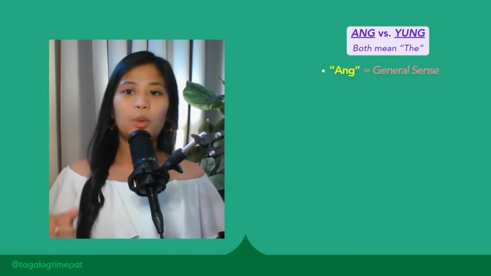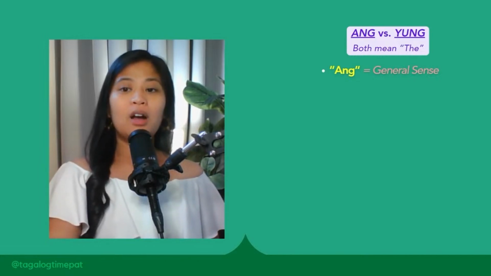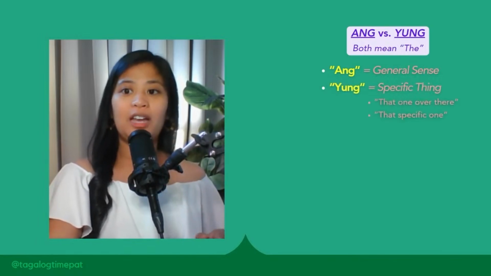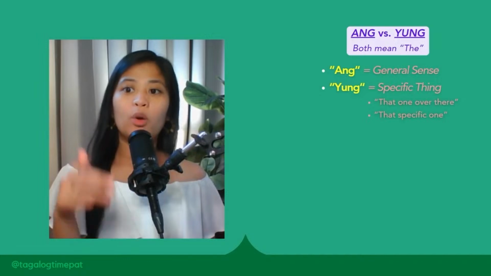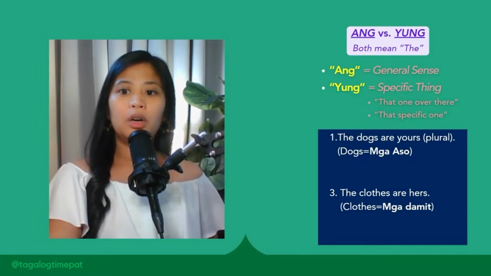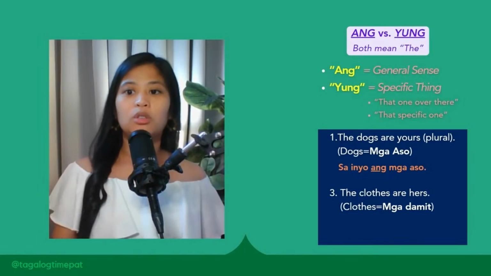Now I want to take a look at the difference between ang and yung. Both of these words mean the, so it's an article leading up to a noun. So far, we've been practicing with the word ang, and that just means the in a general sense. But in common conversation, oftentimes I say yung, which is specific to a thing, like that one thing over there or that specific one. So for example, the dogs are yours, plural. Sa inyo ang mga aso. That just means, oh, the dogs, any dogs, the dogs are yours.